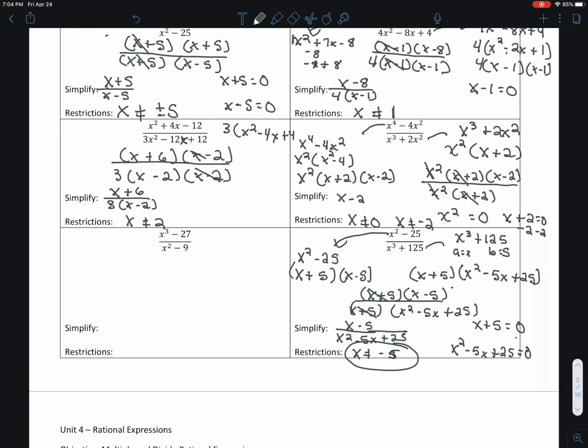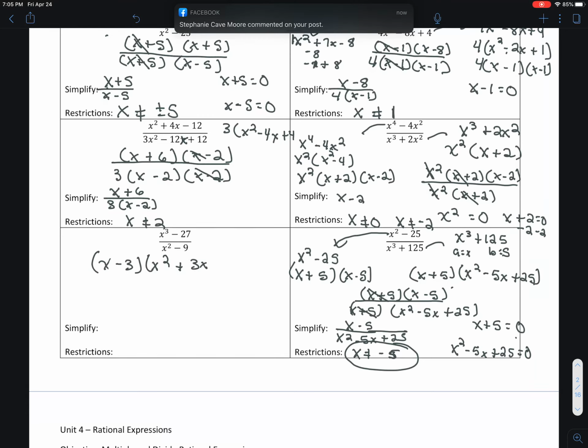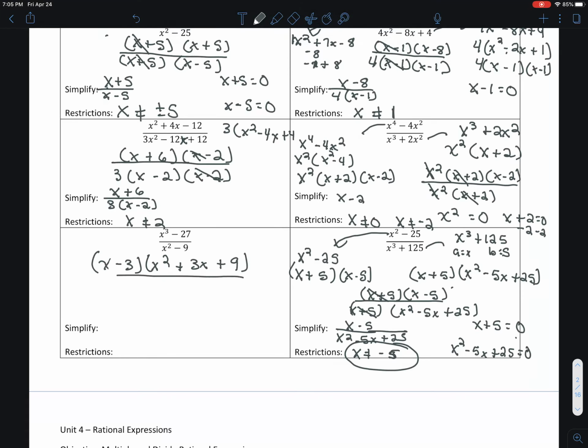Okay, last one. We have the sum of two cubes. So that is x plus 3, and then x squared minus 3x plus 9, all over, this is the difference of two squares, so this is x plus 3, x minus 3. That cancels. And then I'm left with x squared minus 3x plus 9 over x minus 3. And my restrictions are x cannot equal plus or minus 3.